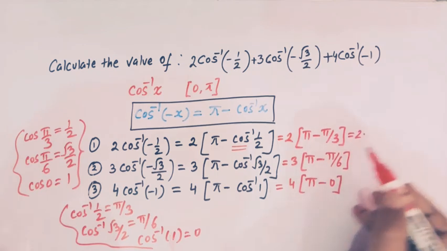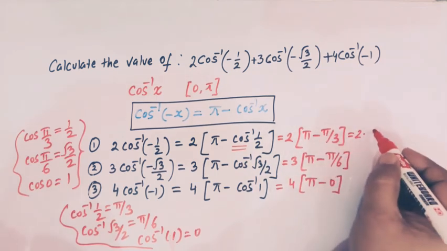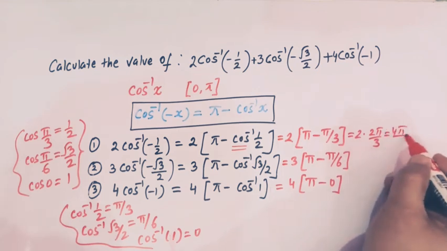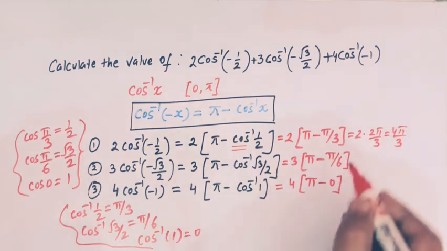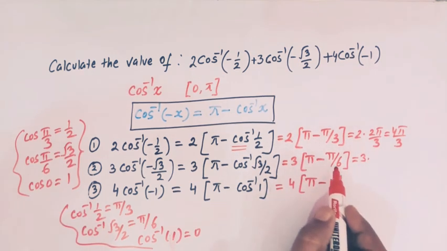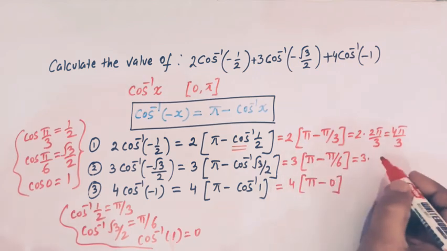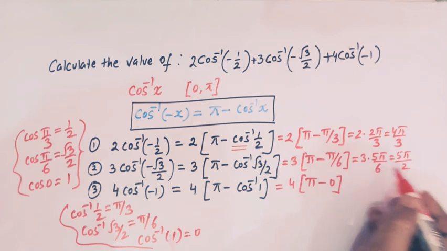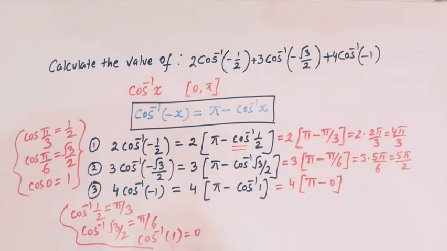So we have 2 times, this is 3 pi minus pi, that is 2 pi over 3, that is 4 pi over 3, right? Similarly, here we have 3 times 6 pi minus pi is 5 pi over 6, that is 5 pi over 2, right? 3 2s are 6, so we have 5 pi over 2, and here we have 4 pi, right?